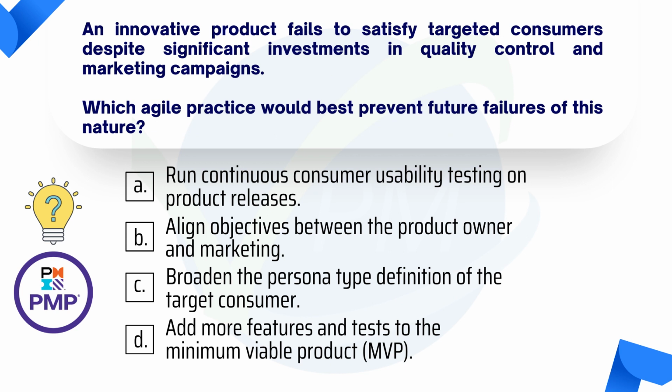Then next question, we've got an innovative product fails to satisfy target consumers despite significant investments in quality control and marketing campaigns. Which agile practice would best prevent future failures of this nature? A, run continuous consumer usability testing on your product releases. B, align objectives between the product owner and marketing. C, broaden the persona type definition of the target consumer. Or D, add more features and test to the minimum viable product.